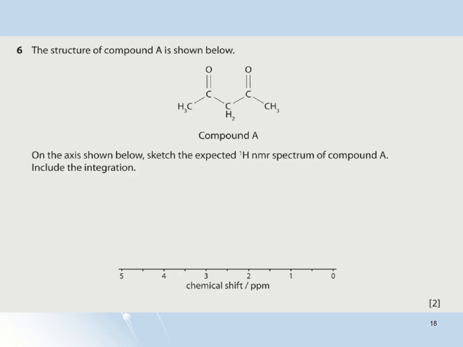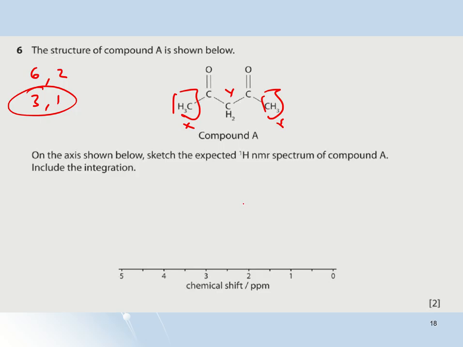Okay, on the axes we've got to sketch the expected proton NMR for A, including the integration trace. CH3 here and CH3 here are in the same environment, so we'll call that X, and this is in its own environment. So we're going to have 2 signals. We are going to have a ratio of 6 to 2, or 3 to 1, which is what we would put onto our spectrum.